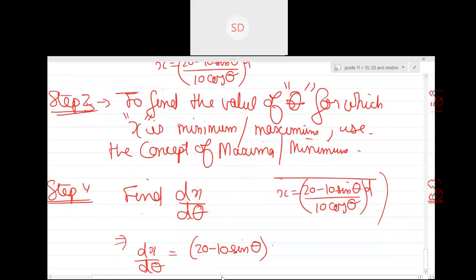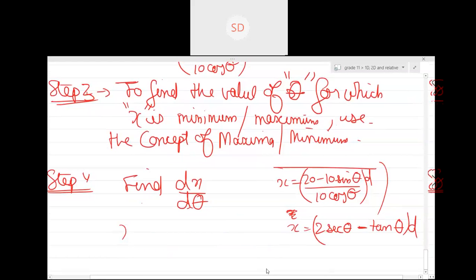The dx by d theta. Okay, this is solvable. Now it can be solved further. Can you see over here? X is basically (20 minus 10 sin theta) upon 10 cos theta, which can be written as 2 times 1 upon cos theta, which is sec theta, right? Sec theta minus, 10 cancels with 10, and sin theta upon cos theta. Wow, nice. This function has become very small now. So now the differentiation will become much easier. So x is equal to 2 sec theta minus tan theta.